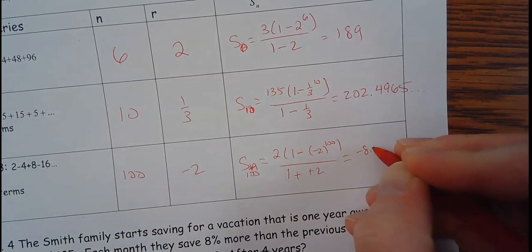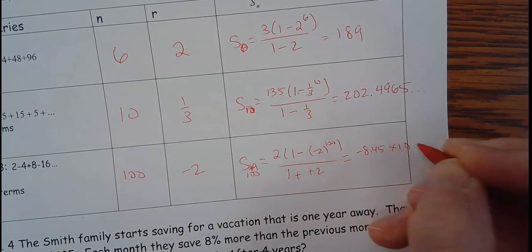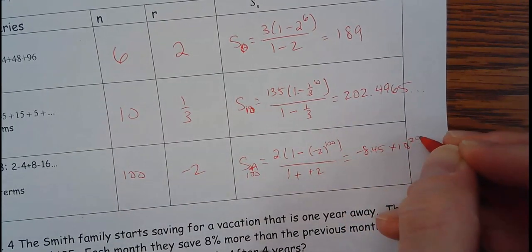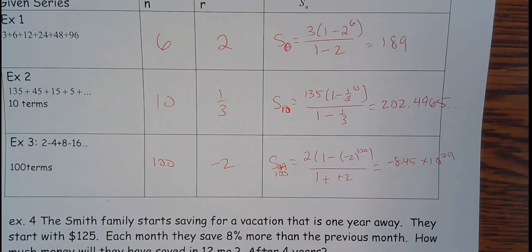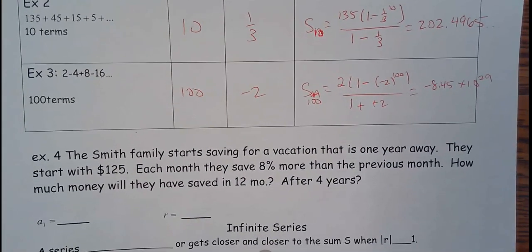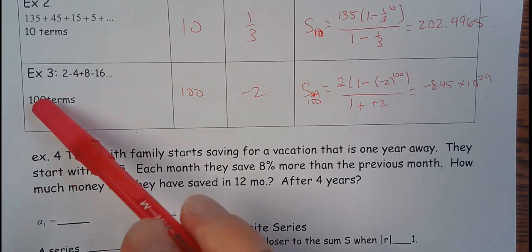So -8.45 times 10 to the 29th power. That's a huge number. Okay, so be careful on those. I'm trying to mislead you there at the beginning. So they alternate. If it's finite, it could potentially be a pretty big number there, especially when it gets to the 100th term.